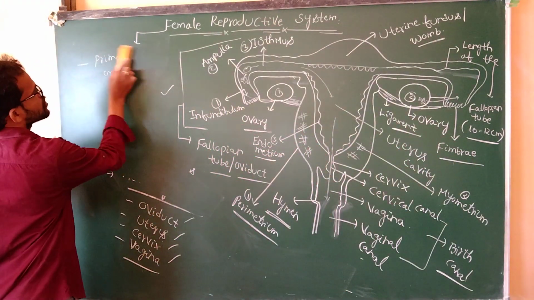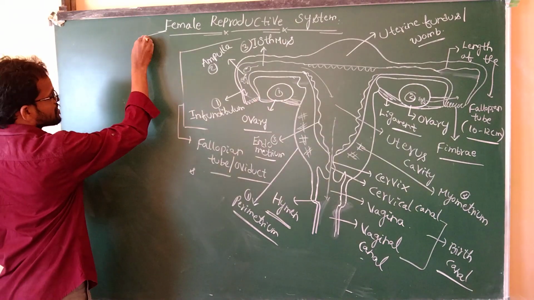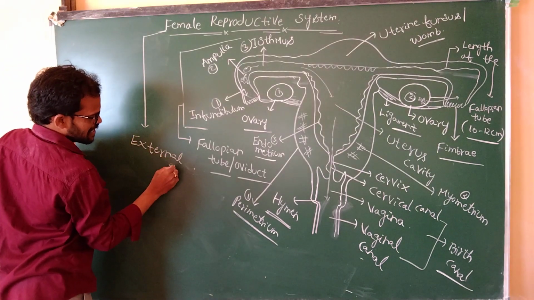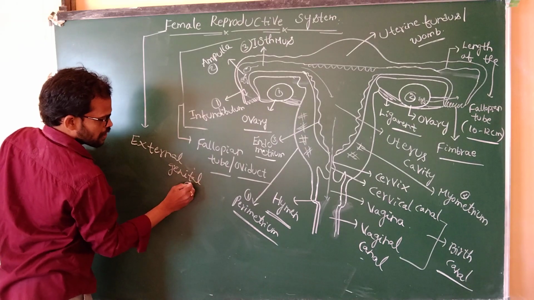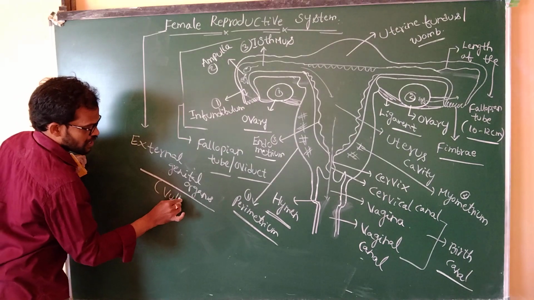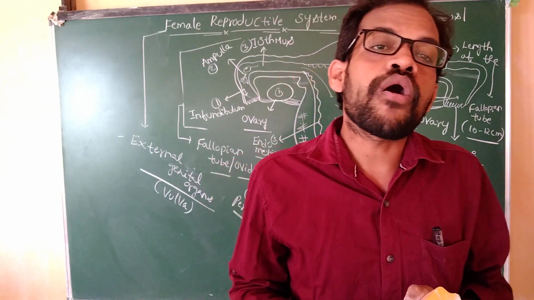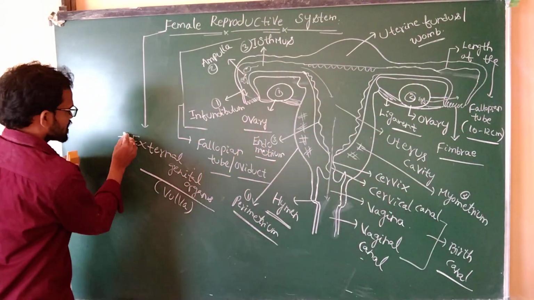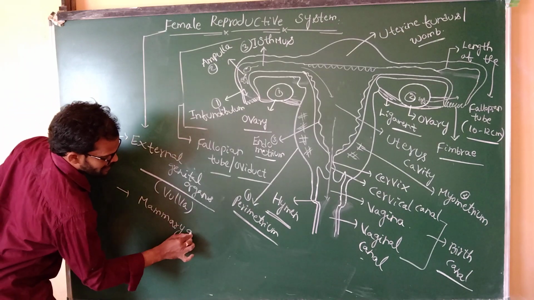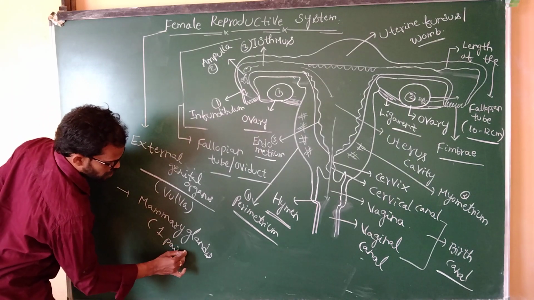The female reproductive system also consists of external genital organs, which is the vulva, and also mammary glands. One pair of mammary glands is present.